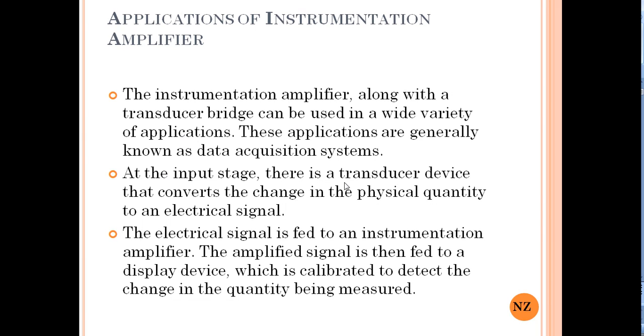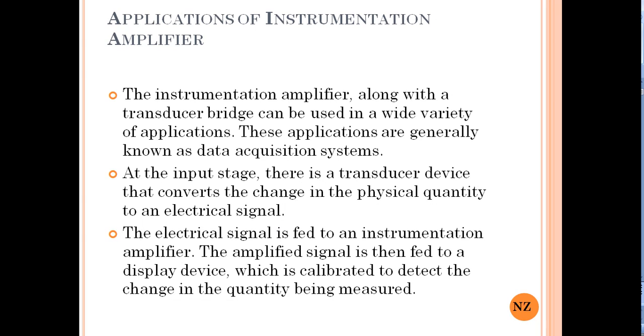The instrumentation amplifier along with a transducer bridge can be used in a wide variety of applications. These applications are generally known as data acquisition systems. Data acquisition means collecting the data and helping to transfer that data to the next stages, so basically collecting and synthesizing the data from the transducers. This forms a data acquisition system. At the input stage, there is a transducer device. So what does that transducer device convert?